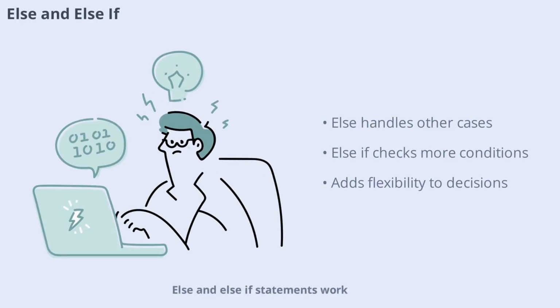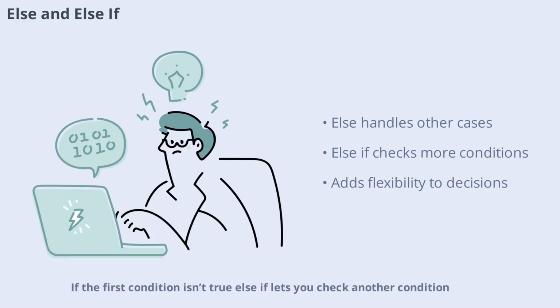Else and else if statements work with if statements to handle multiple possibilities. If the first condition isn't true, else if lets you check another condition, and else provides a default action if none of the conditions are met. This structure helps your program handle complex decision-making, making it more flexible and responsive to different inputs or situations.